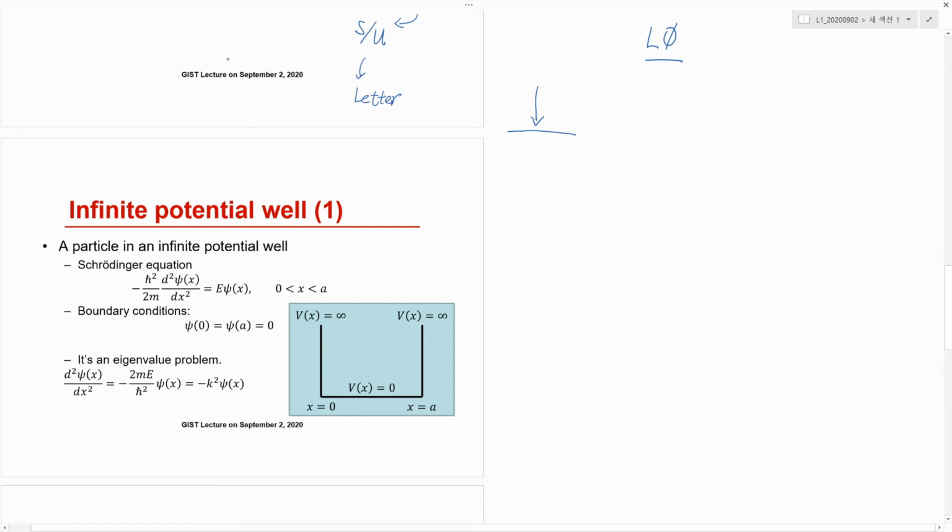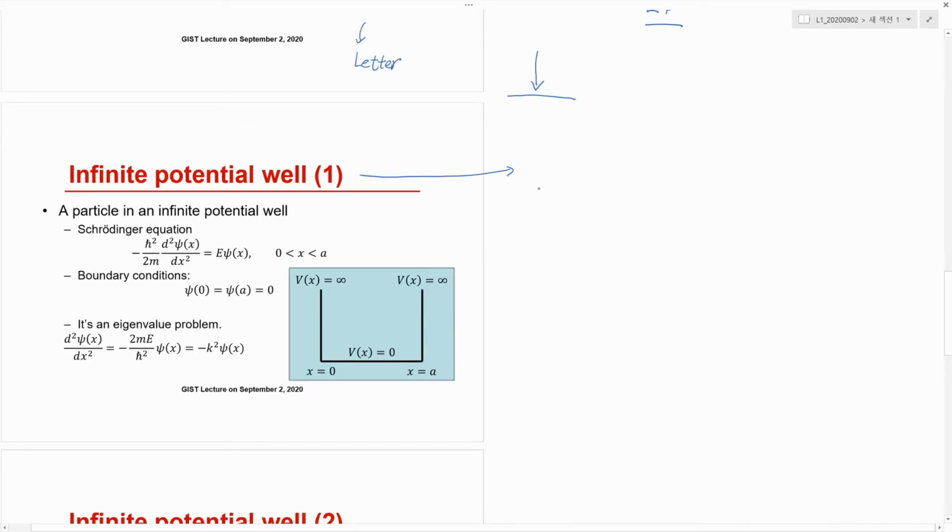So we start from the infinite potential well problem. I guess that all of you already understand this infinite potential well problem. So please give me feedback about your familiarity with it, or have you already solved it before? So if you remember and have heard about this infinite potential well, then we can just quickly cover this problem.